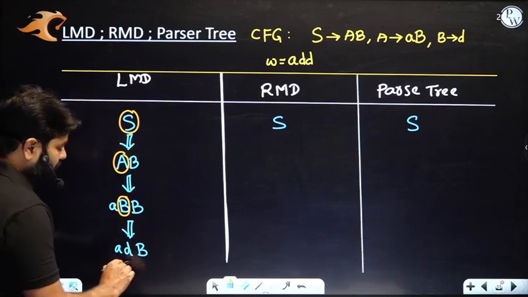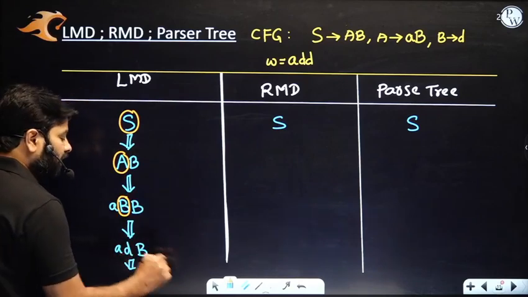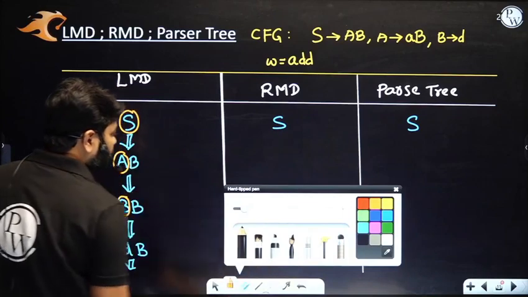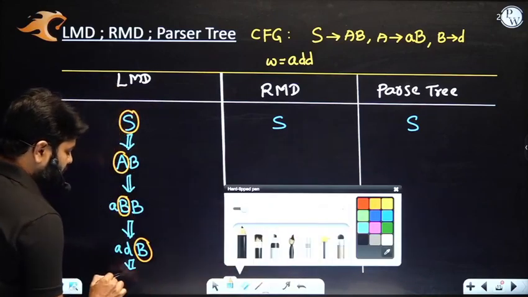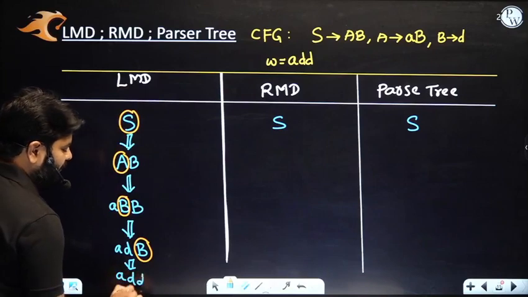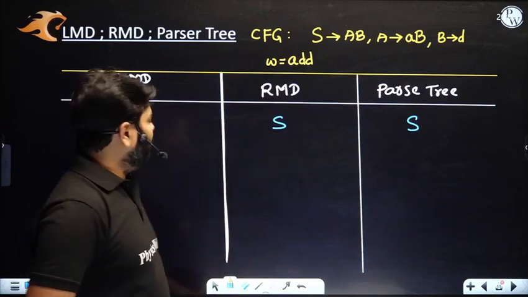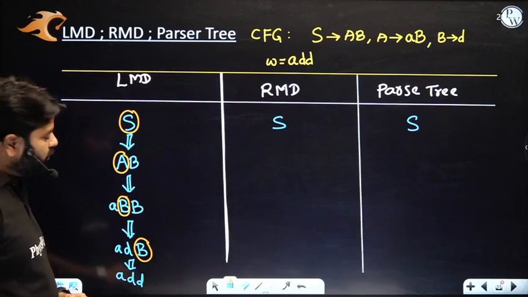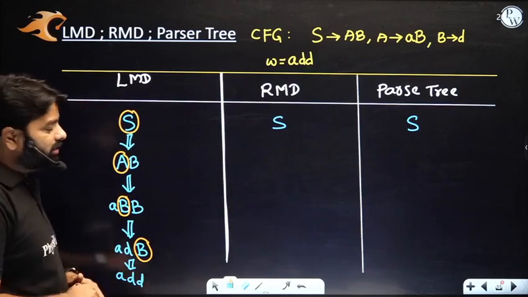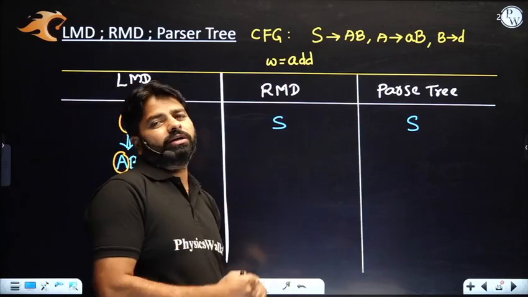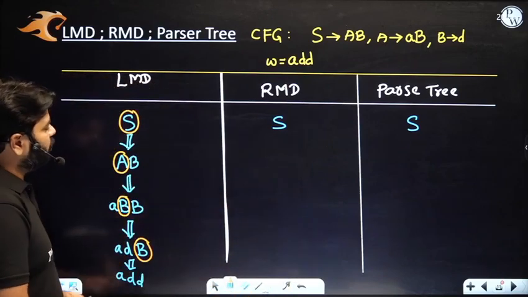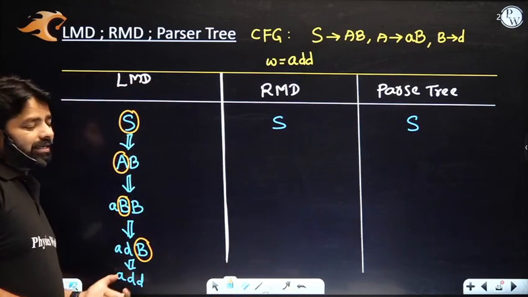Okay. Finally you have only one non-terminal, so substitute that. That's A, D, D. You got your string, right? And in this derivation process, in each step you have substituted the leftmost non-terminal. You have substituted the leftmost non-terminal. So that's called a leftmost derivation.